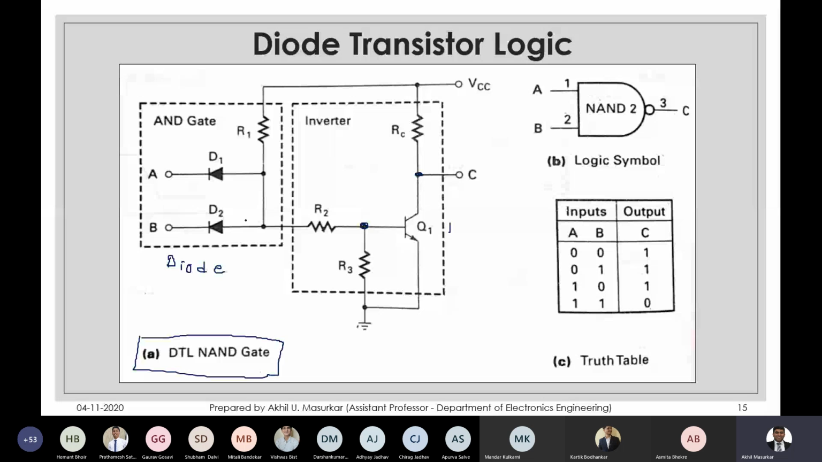Okay, so you can see here that this is your diode, and here you are having your transistor, and the logic that you are implementing is a NAND gate. So that is diode transistor logic of a NAND gate. So I think that's pretty simple. Please draw this.